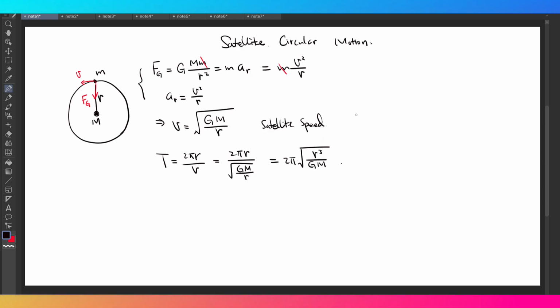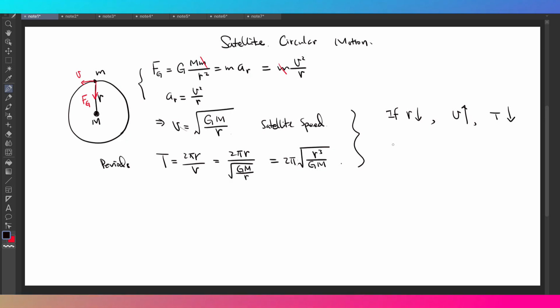So now one thing we can discuss is that both quantities are related to the distance r to the Earth's center, so we can discuss what happens if r decreases. If r decreases, then we can see the speed v goes up, and the period goes down.